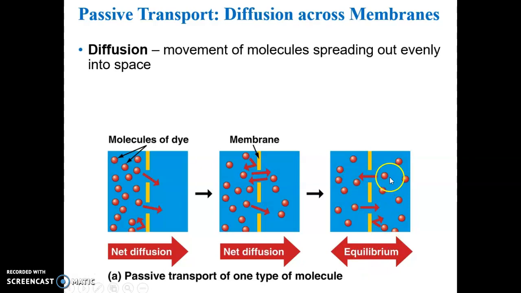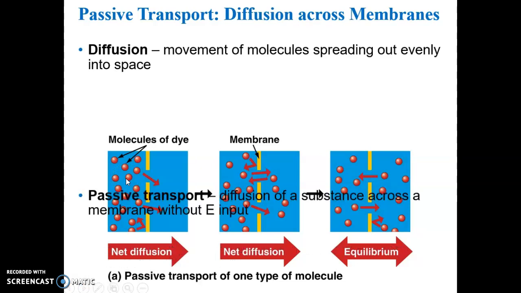There's still movement. Some might move to the left, some might move to the right. They're bouncing around, but overall they are evenly distributed. There's an equal concentration on both sides. The situation's at equilibrium, even though there is still movement. Okay? So diffusion is going to occur whenever there's a concentration gradient.